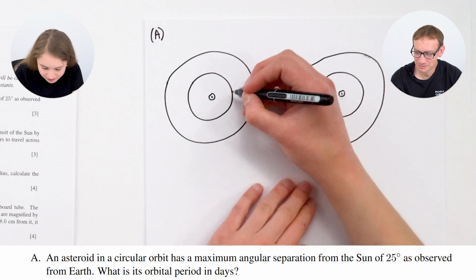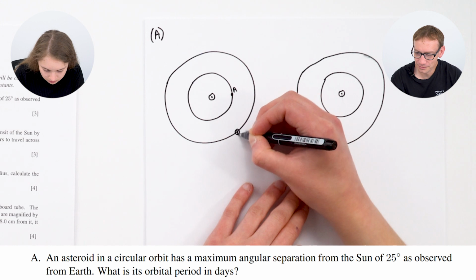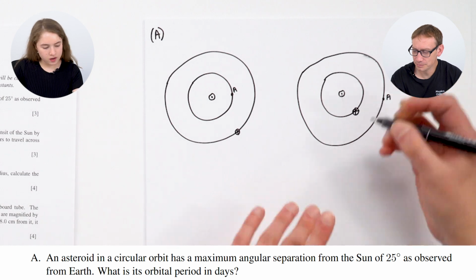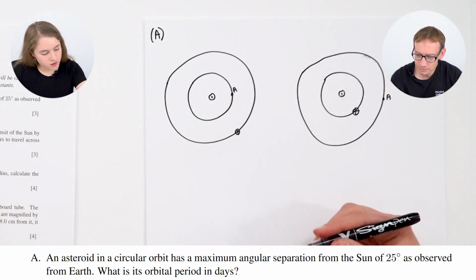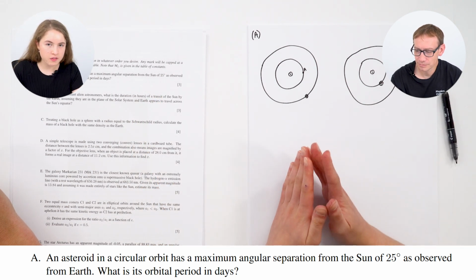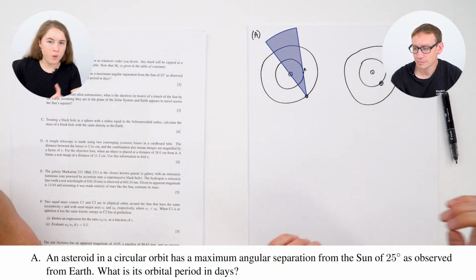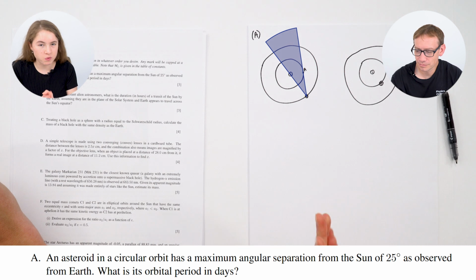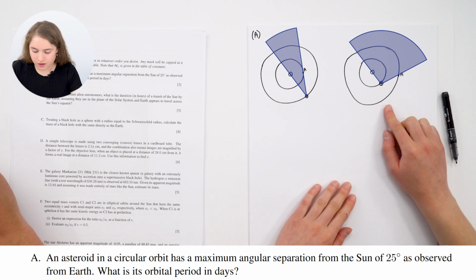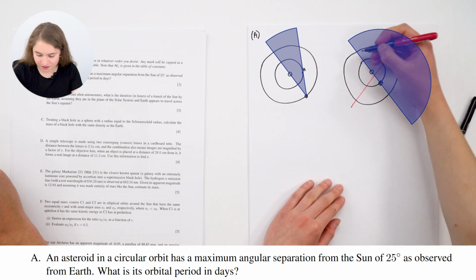Let's say the asteroid is closer to the Sun than the Earth, and here let's say the asteroid is further away from the Sun than the Earth. Now think about the question. Its maximum angular separation from the Sun is 25 degrees as observed from Earth. That means if you're stood on Earth and you look at the Sun, then at the asteroid, that's 25 degrees when the asteroid is at its maximum separation. So the biggest possible angle is 25 degrees. But if the asteroid is further away from the Sun than the Earth, then the maximum separation is going to be 180 degrees. So that's not the case.